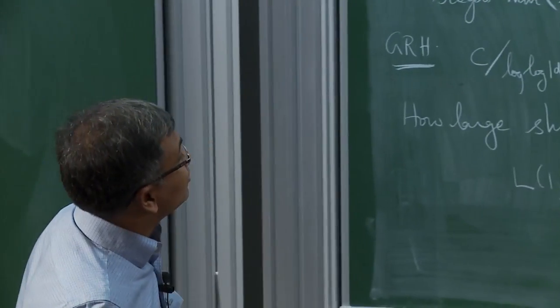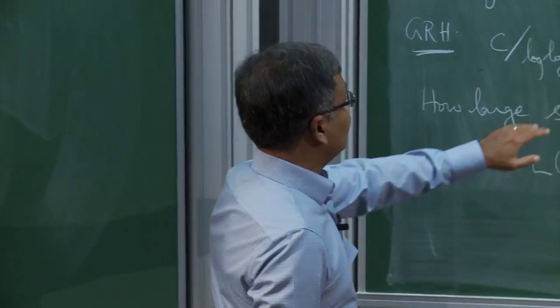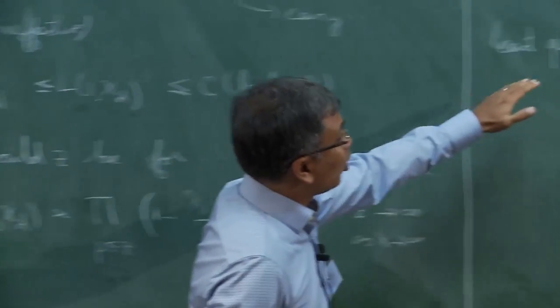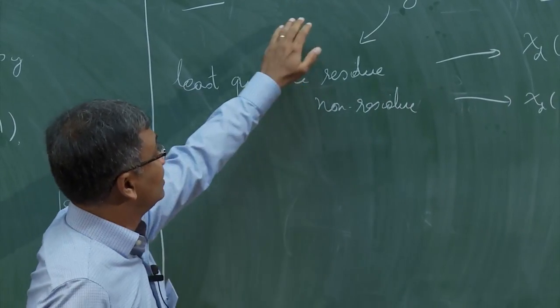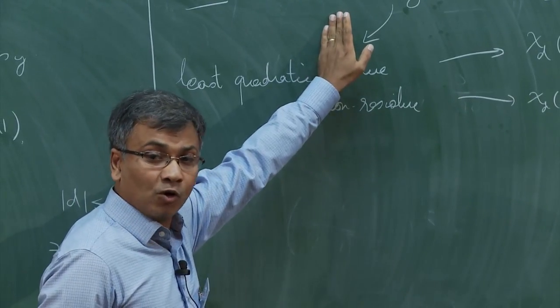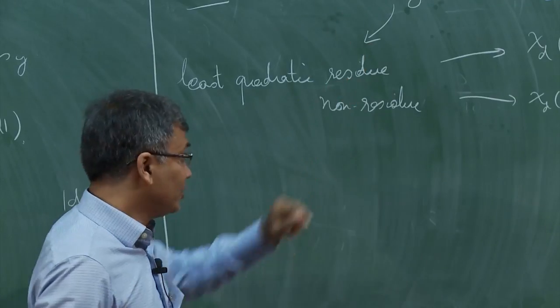Now maybe the first thing to get us started on thinking about these value distributions would be to understand in problems of this type, like this least quadratic residue or non-residue, what should be the truth. GRH tells you something like (log x) squared, but that's not really the truth.